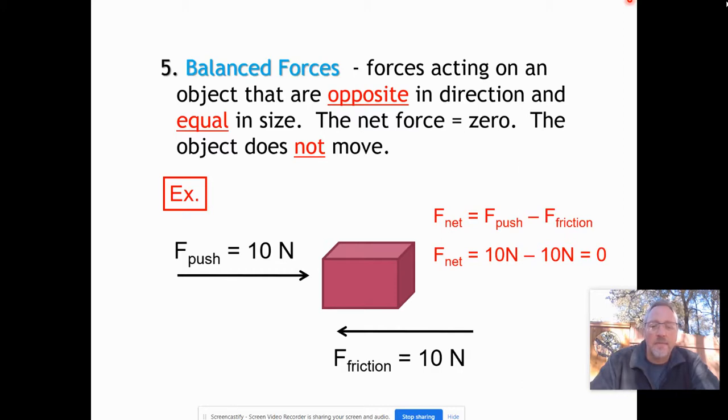Moving on. So if they're opposite, you have to subtract. 10 newtons of force to the right, 10 newtons to the left. 10 minus 10 is 0. 0 newtons of force.